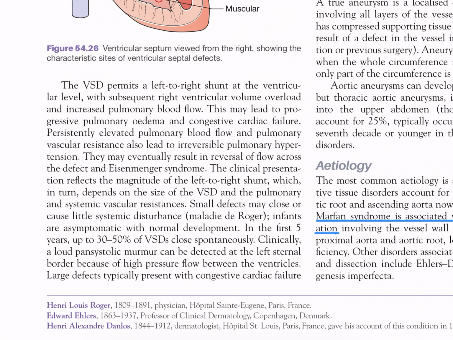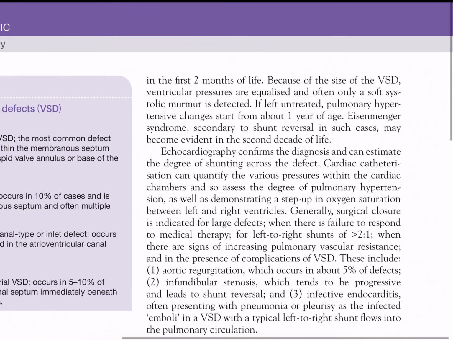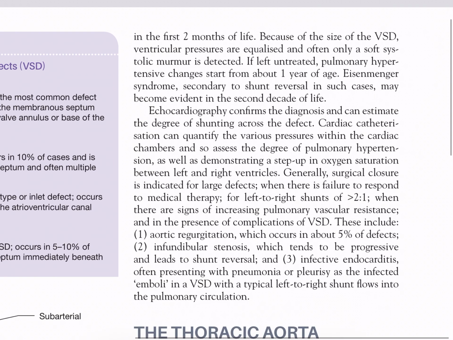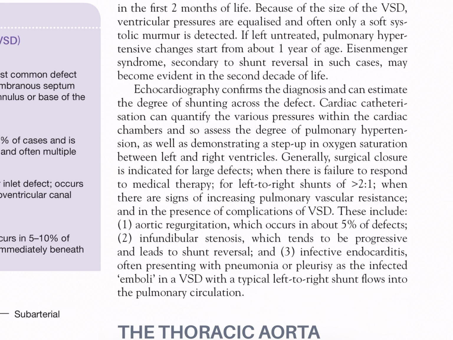Clinically, a loud pansystolic murmur can be detected at the left sternal border because of high pressure flow between the ventricles. Large defects typically present with congestive cardiac failure in the first 2 months of life. Because of the size of the VSD, ventricular pressures are equalized and often only a soft systolic murmur is detected. If left untreated, pulmonary hypertensive changes start from about 1 year of age. Eisenmenger syndrome, secondary to shunt reversal in such cases, may become evident in the second decade of life. Echocardiography confirms the diagnosis and can estimate the degree of shunting across the defect.